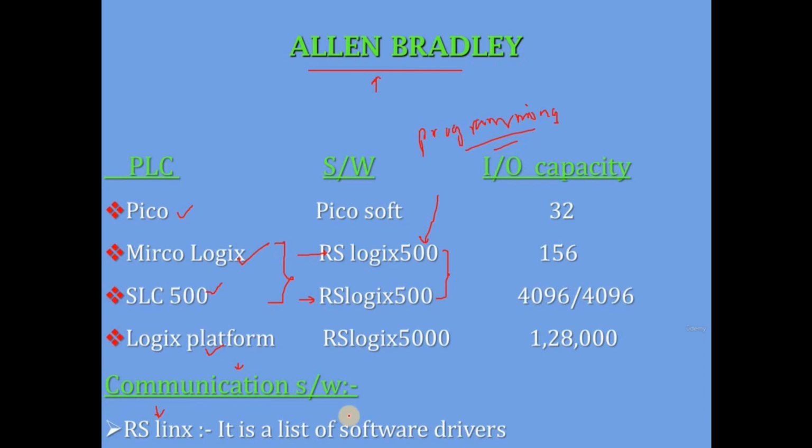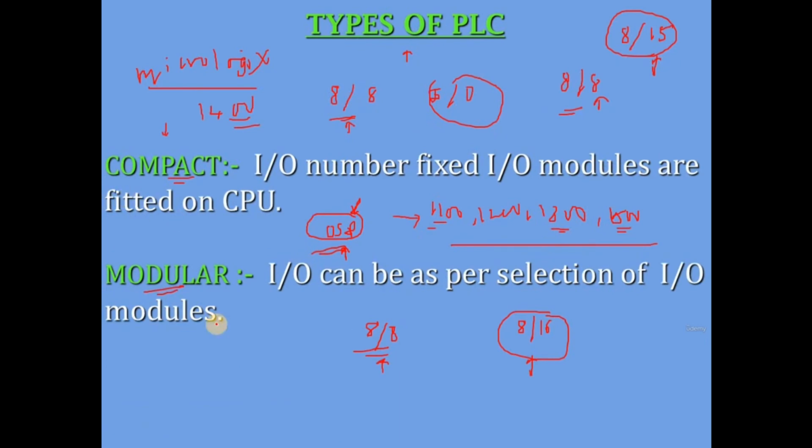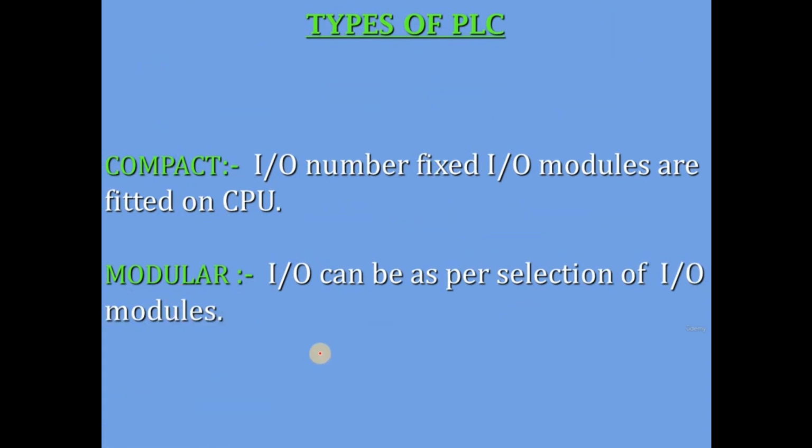But here you can observe some differences in terms of the I/O capacity. The I/O capacity of the Micrologix is 156, but the I/O capacity of the SLC 500 is 4096. In short, if you want to select a PLC for high level applications or big projects, our selection will be modular type PLCs. For small scale and medium scale applications, you can go with the compact type PLC. So as a programmer, you just need to know the I/O capacity, for the purpose of PLC selection.